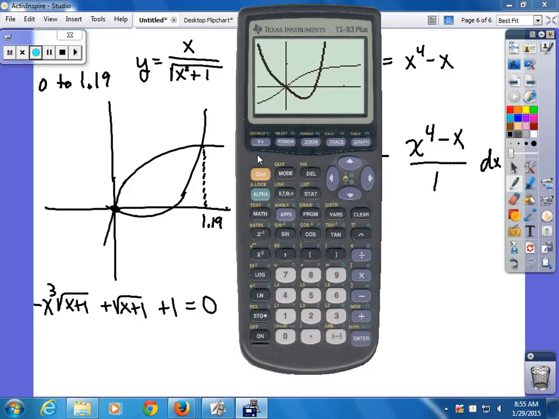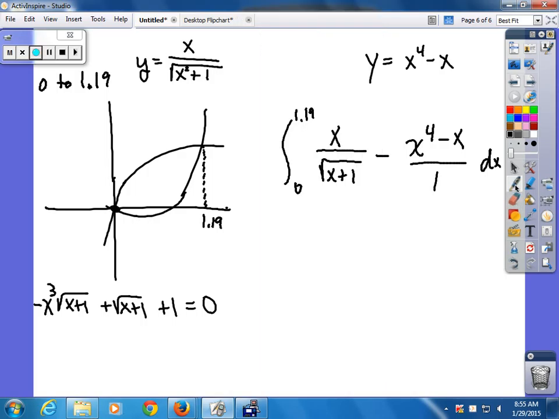Check it. Let's see, second function, calculate, intersect. First curve, second curve, yes. Okay, well, we're off by 0.01, okay? Okay, 1.18. So, my bad. Of course, I didn't do that. It's all Bush's fault. 1.18. All right, so go from 0 to 1.18.